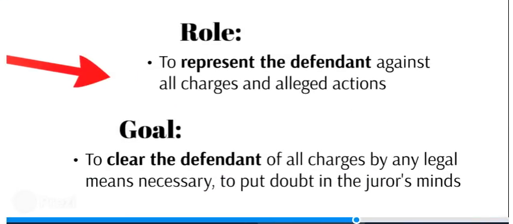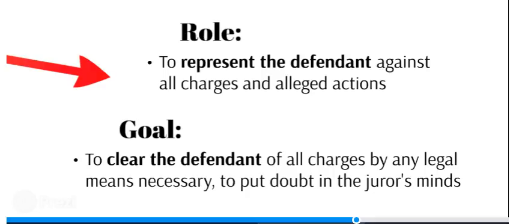On the opposing side is the defense counsel. So this lawyer or attorney's job is to represent the defendant against all charges and alleged actions. All right, remember, you are innocent until you are proven guilty. There is presumption of innocence at all times. Now, did somebody probably do something bad? Yes. However, you have to make sure you prove with physical evidence or any other type of evidence that that person actually did commit whatever crime is charged against them.